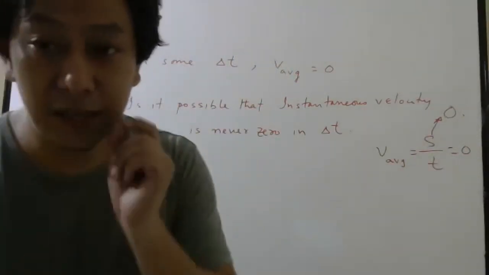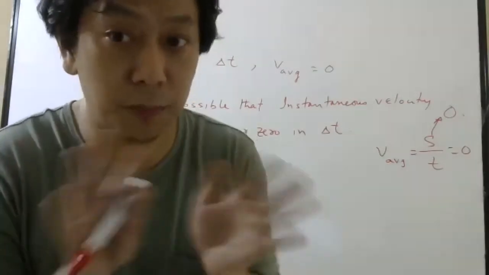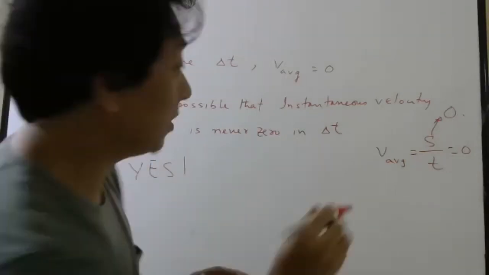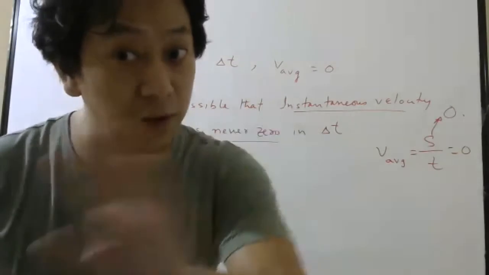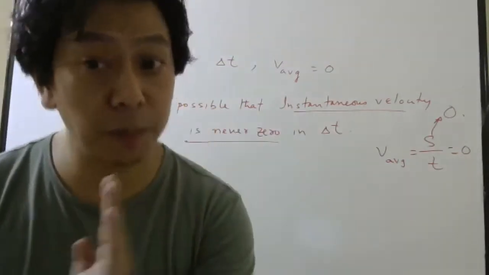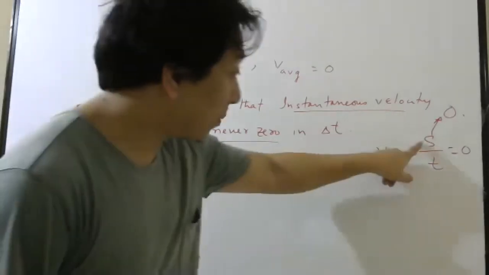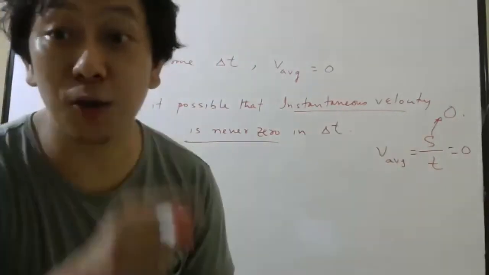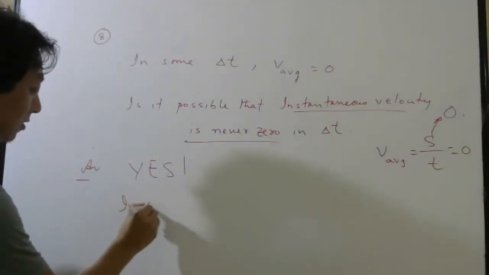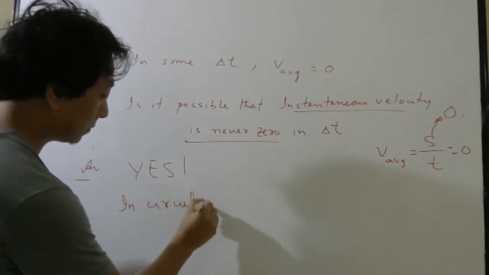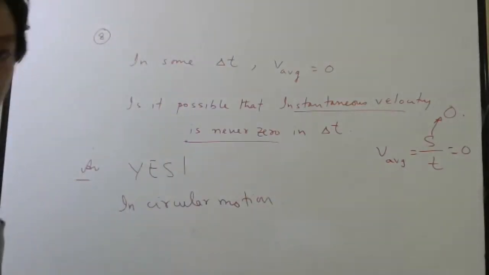So my question is it possible for the body never to stop moving? Never to stop moving means instantaneous velocity should be never 0. Velocity at every point should never be 0. It should not stop moving. It should continuously move. But I want displacement to be 0. Yes, in circular motion. In circular motion it is possible. Full stop, we can write circular motion.